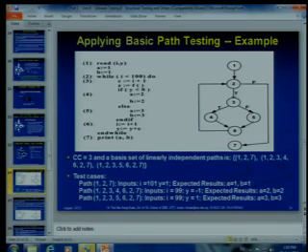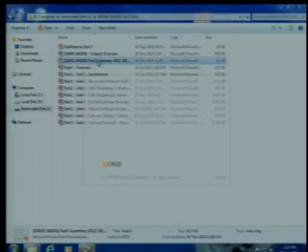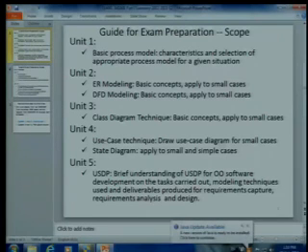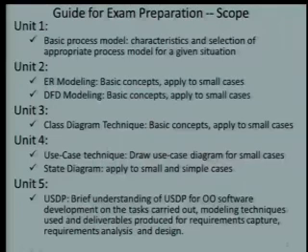Okay, that's all for my lecture, but before I end it, I would like to give you a summary here. In terms of Unit 1, the emphasis is basic process models. I think I have mentioned that when I went through Unit 1: the characteristics, the differences, and how to select them for a given situation.